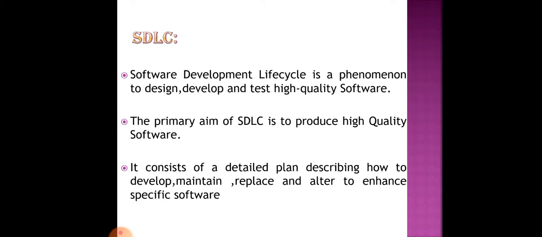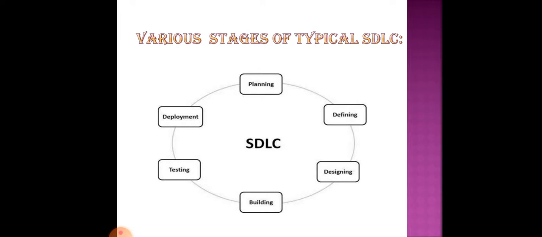Before getting into the topic, we must know what is meant by SDLC. Software development lifecycle is a phenomenon to design, develop and test high quality software. The primary aim of SDLC is to provide high quality software. It consists of a detailed plan describing how to develop, maintain, replace and alter to enhance specific software. The various stages of a typical software lifecycle include planning, defining, designing, building, testing and deployment.